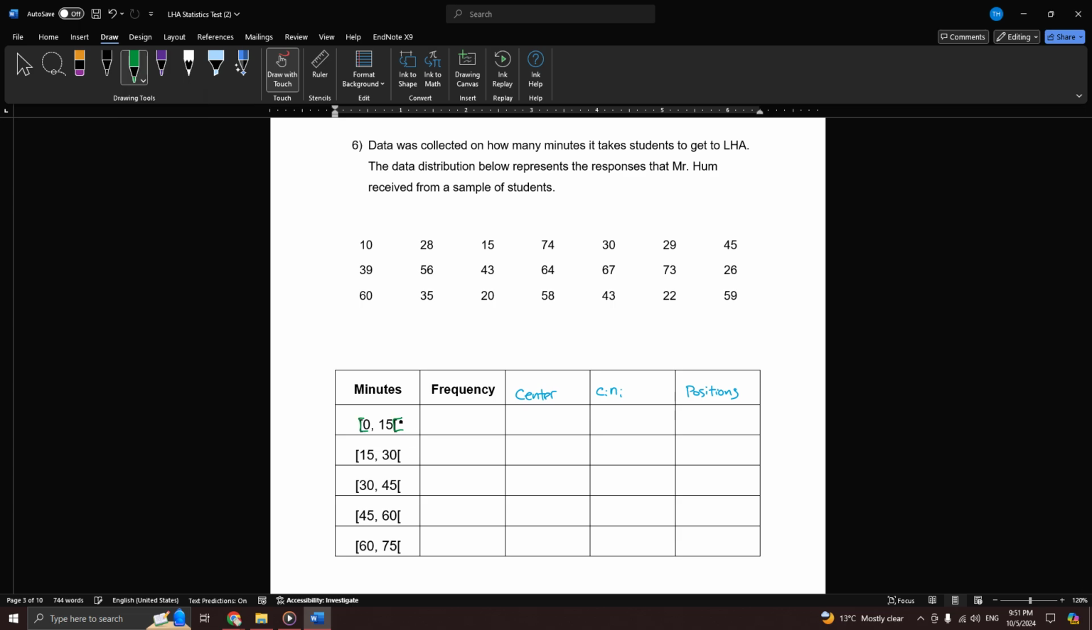Not including 15, we're hugging away from that 15. So which numbers fall in there? We've got one number. Okay, let's go through the rows here. Yeah, we've got one number. Okay, 15 to 30, which numbers go in there? Now we're including that 15.